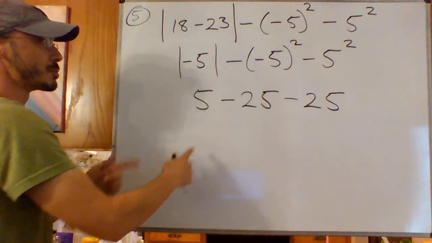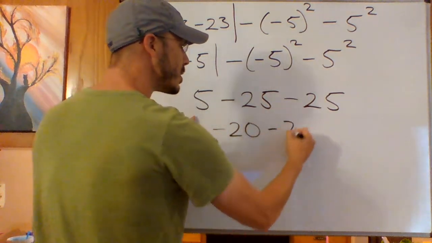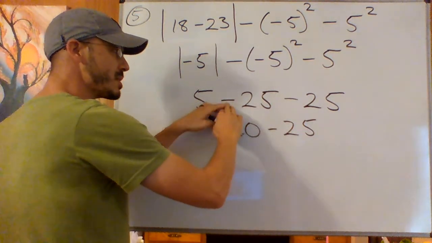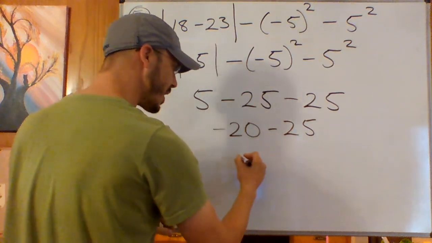Now I really have to do subtraction. So 5 minus 25 is negative 20. And I'm doing it left to right. First this subtraction, now this subtraction. Negative 20 minus 25 is negative 45.